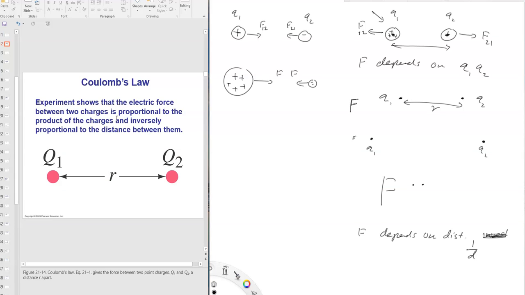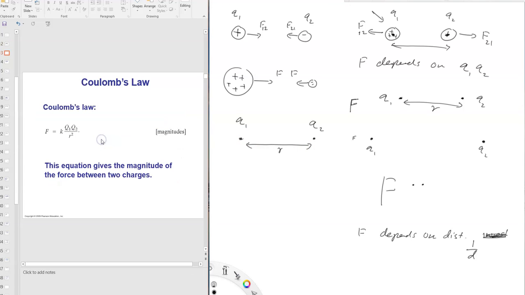Experiment shows that the electric force between two charges is directly proportional to the product of the charges, and inversely proportional to the distance between them. So for mathematical purposes, we mark the two charges Q1 and Q2. You can use capital Q, that's fine. And the distance between them, we label it as R. This doesn't mean a radius, it's the distance between the two points. And then the Coulomb equation is given like this.